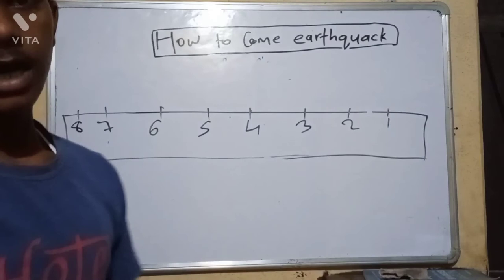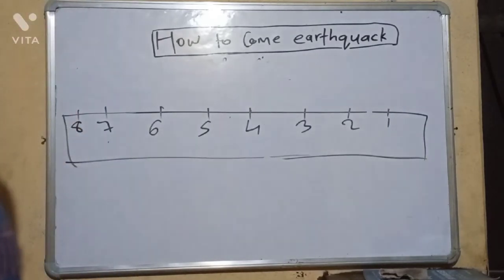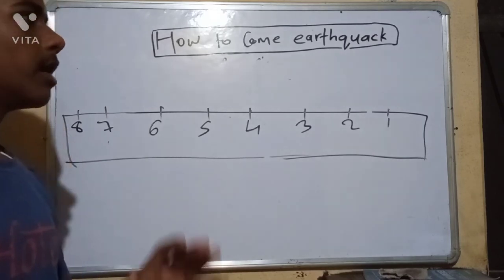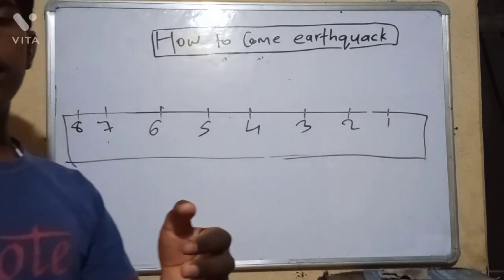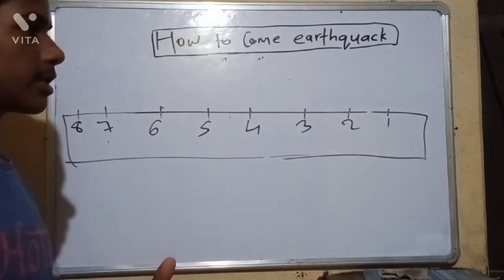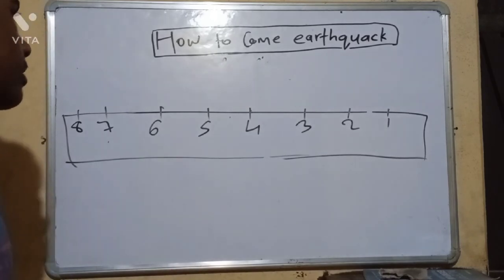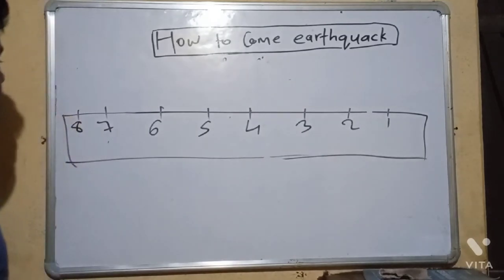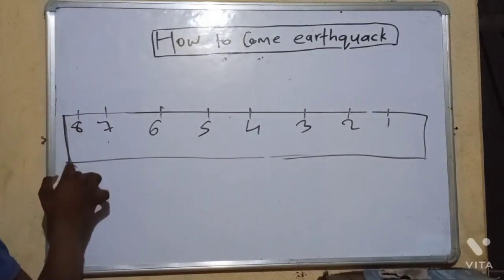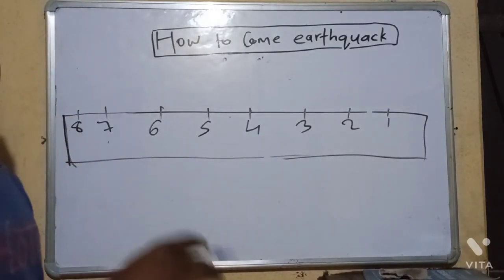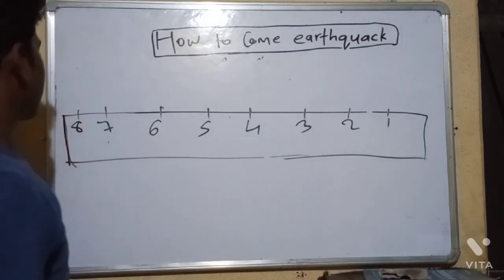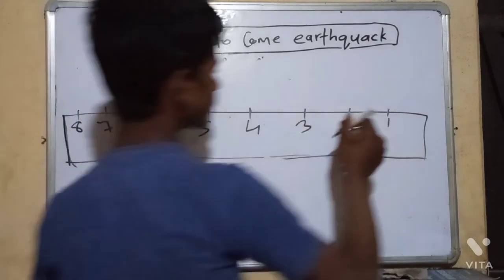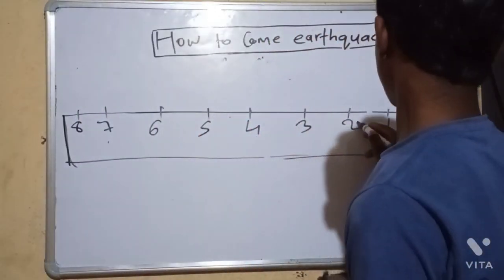Now some knowledge I want to give you. Earthquake graphs are constructed by the seismograph, and the magnitude is measured on the Richter scale. The Richter scale generally has 10 magnitudes. I have written only 8 due to a space crisis.